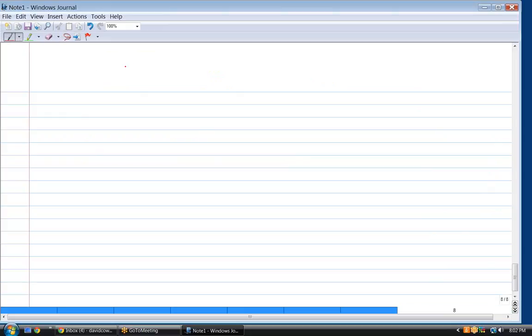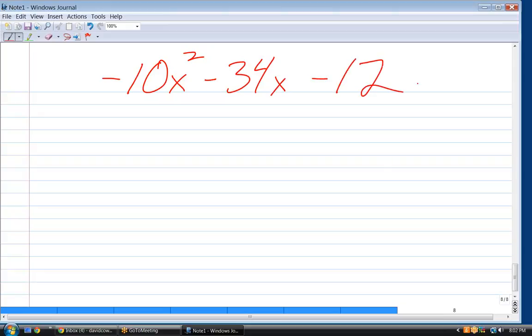Okay, the next one is negative 10x squared minus 34x minus 12. What's the first thing I'm going to do? Well, 10 cannot go into 34 and 12. And it's a negative, so you have to factor out the negative 1, right? Well, 2 will at least go into every term. Okay. So would you do a negative 2 then?